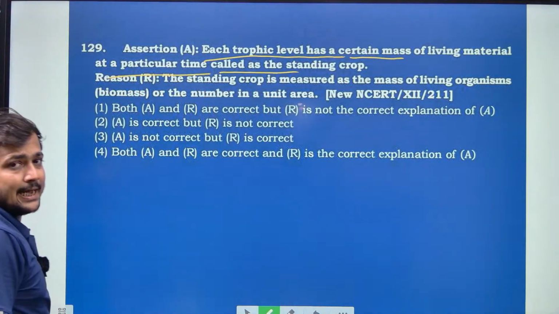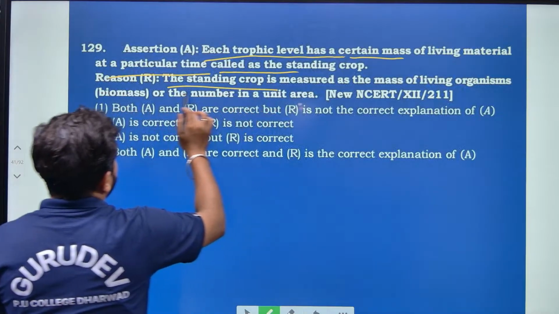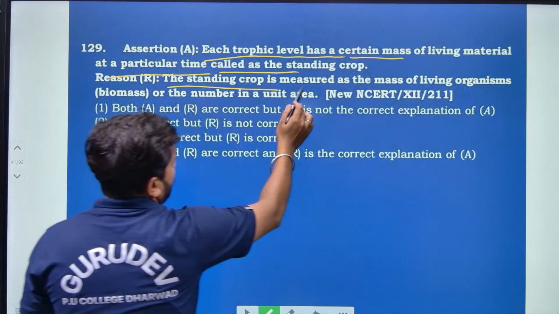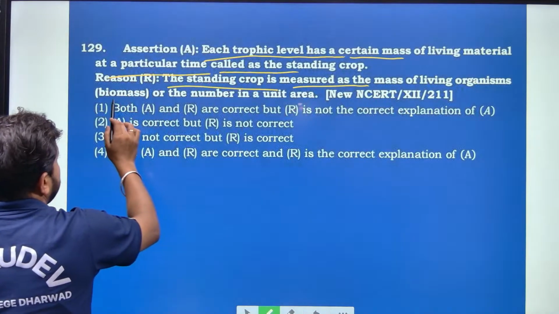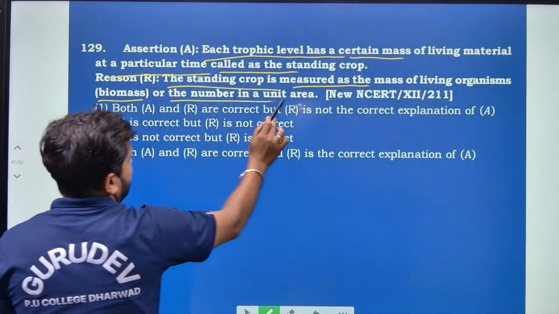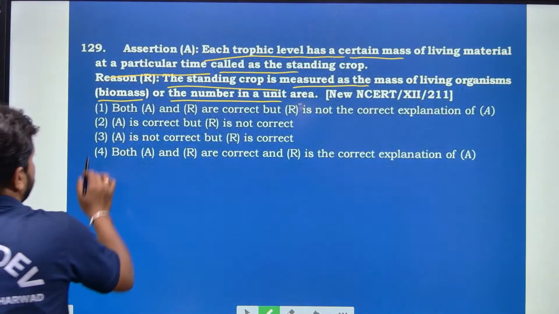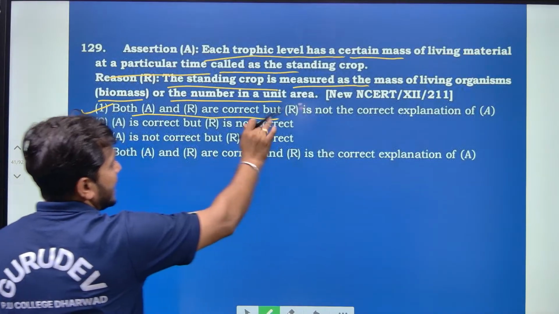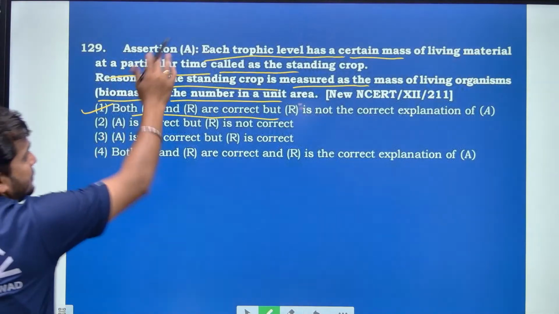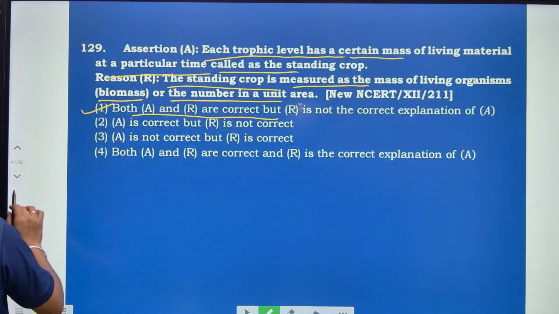Then the reason says the standing crop is measured as the mass of living organisms, that is biomass, or the number in a unit area. Based on that, both assertion and reason are correct, but the reason is not the correct explanation of the assertion. So according to this question, option 1 is correct, right?